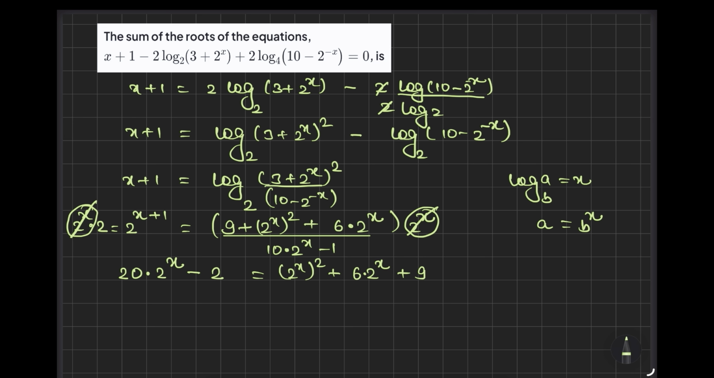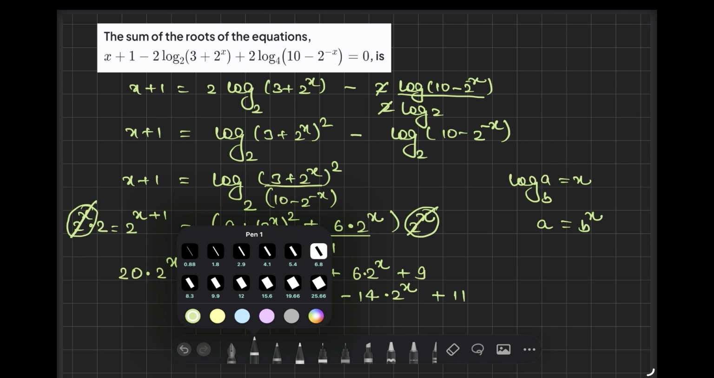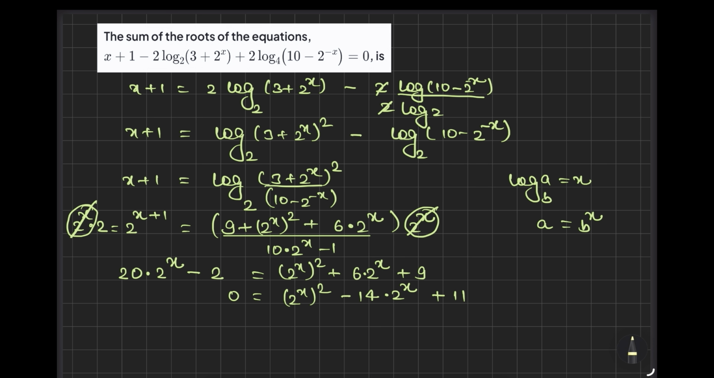Now everything on one side. So 2 power x, power 2, this 20 will go that side, so it will become 14 times 2 power x. And this 9 will go that side, and the 2 will go that side, it will become 12. We want what? Sum of roots. Sum of roots means we want x1 plus x2.